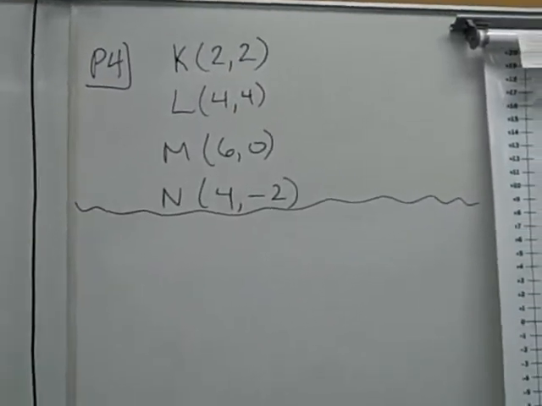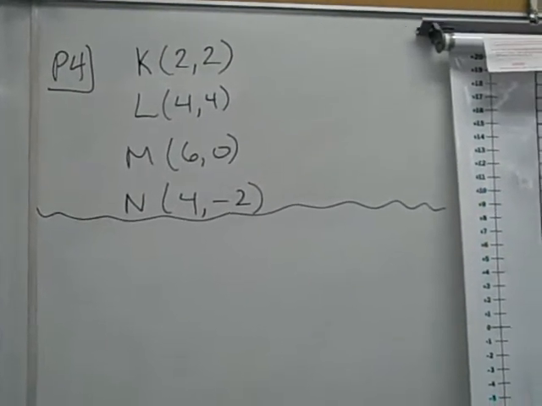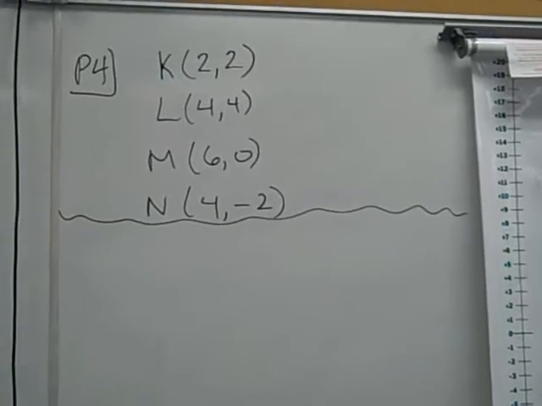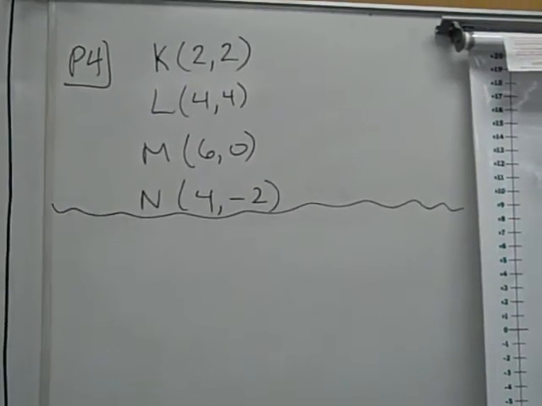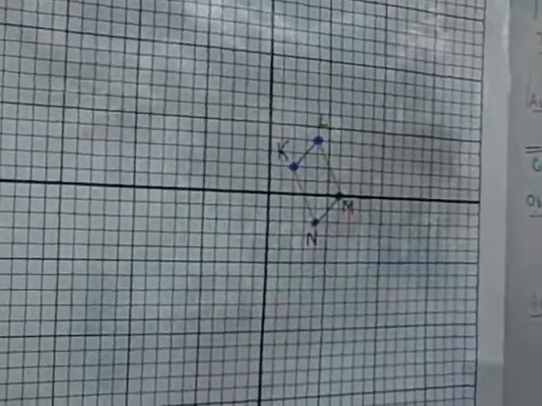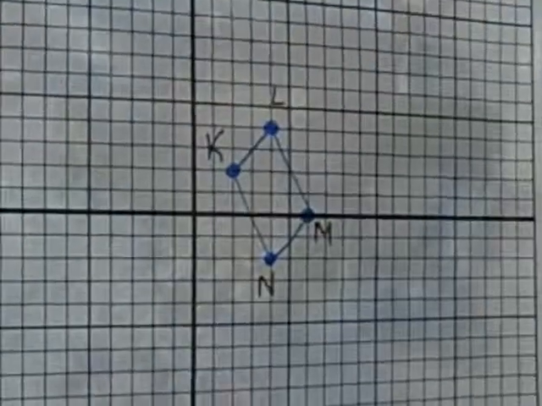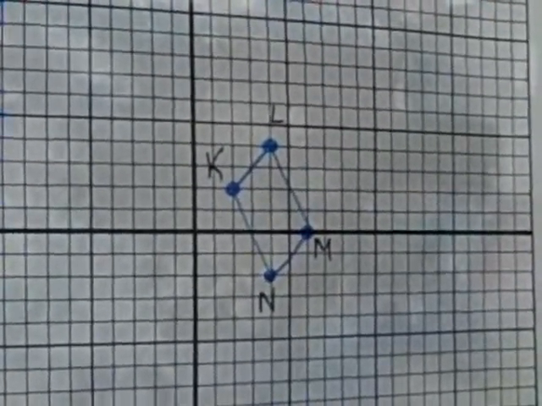What I've done is I've written down the 4 coordinates of a quadrilateral, K, L, M, and N. I've written down the numbers right there where they're located, the coordinates, and I've drawn the picture right here on this graph. Okay? What we must do, of course, is prove that this quadrilateral is a parallelogram.